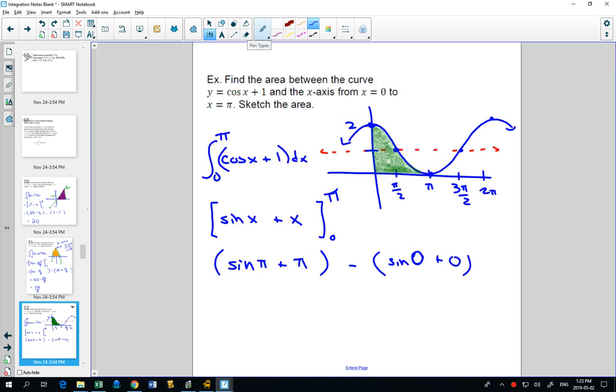And then think of your memorized values. What is sine of pi? 0, sine is your y-coordinate. So this just becomes pi, and sine of 0 is 0, and 0 plus 0, and something minus 0, pi minus, oh, look at that. We just get pi.